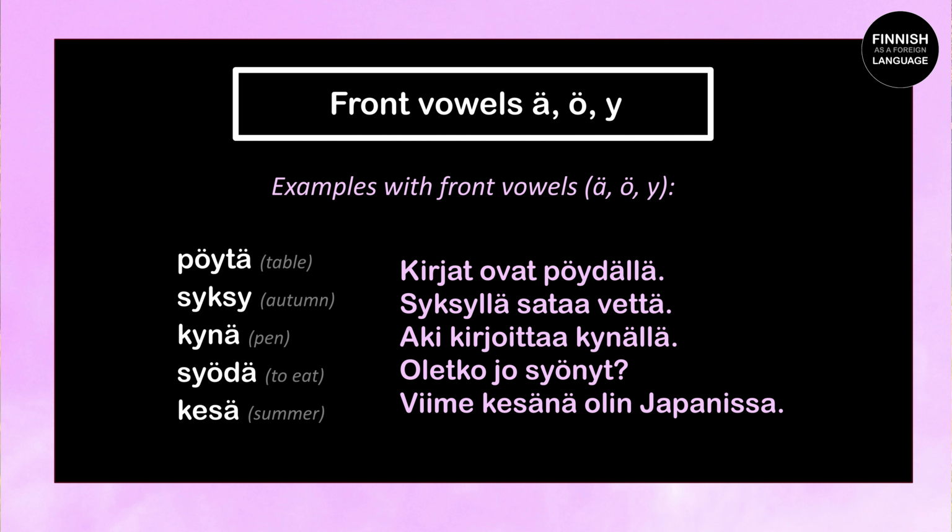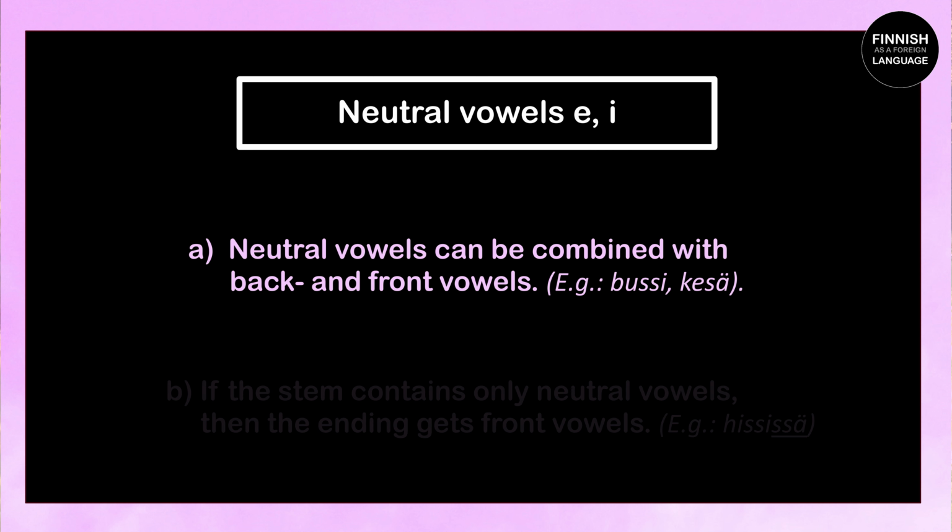Nice! Now we're moving on to chapter 5, neutral vowels. As already mentioned in the previous examples, neutral vowels can be combined with back and front vowels. Remember, if the stem is a mix of neutral vowels and front vowels, we have to add the ending with the front vowels, which is why we say kesällä. And if the stem is a mix of neutral vowels and back vowels, we have to add the ending with the back vowels then, which is why we say bussissa, in the bus.